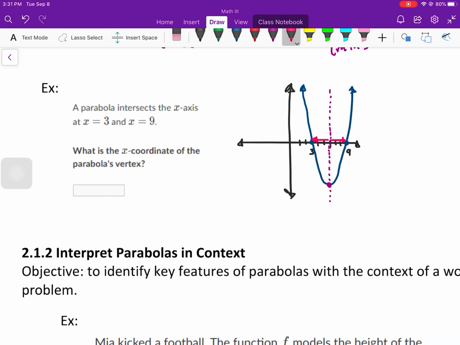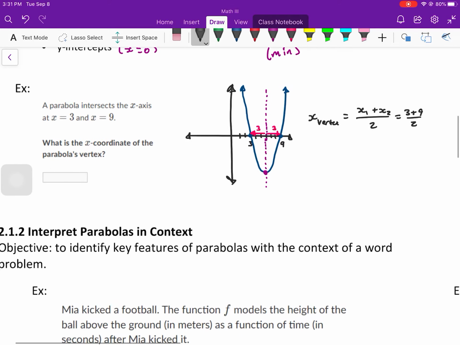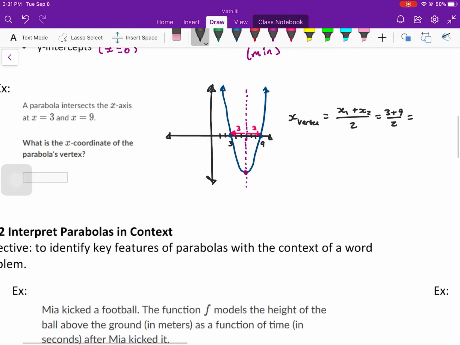So what you would see here is they're actually 3 away from this spot. They're exactly, this lands right in the middle. So the x value of the vertex is going to be the average of those two x-intercepts. You're going to add them up and divide by 2. In this case, it's 3 plus 9 divided by 2. Which is 3 plus 9 is 12, divided by 2 is 6. So the x value of this vertex would be 6. 6 would be right in the middle of 3 and 9.